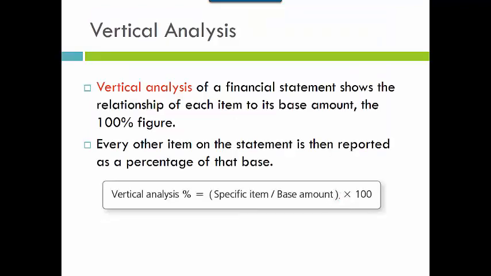Okay, vertical analysis. I'm going to cover vertical analysis, and then I'm going to stop, and then I'll start the ratios in another video. So vertical analysis shows the relationship of every single item in that financial statement as a percent of its base amount. Everything is just reported as a percentage of that base. Now the base, if it's an income statement, everything is reported as a percent of net sales revenue. So that's my base. I take anything divided by net sales revenue.